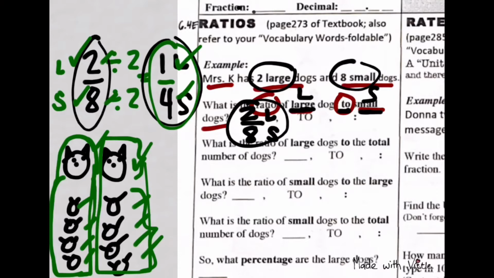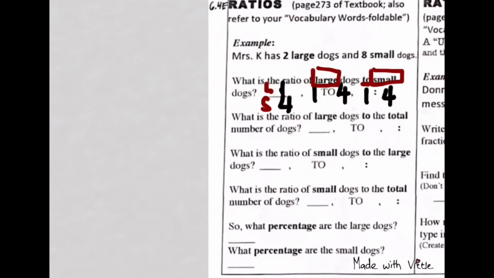So here, as we use the word "to," we can write down the simplest form, which is 1 to 4. Or as we use the 2 dots, we can write 1:4. And that's still the same thing as 2 to 8. Okay, this is just the simpler form or simplest form. So we're done with the first question. Let's look at the next one.